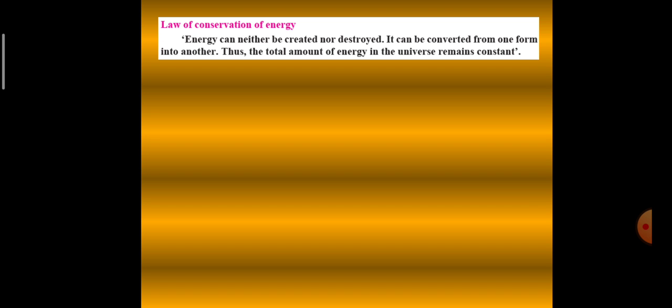Law of conservation of energy. As we have seen earlier, energy can be transformed from one type to another. So, there is a law of conservation of energy. Energy can neither be created nor destroyed. It can be converted from one form to another, and thus the total amount of energy in the universe remains constant. So energy can only be converted or transformed from one form to another, but the total amount of energy in the universe remains constant.